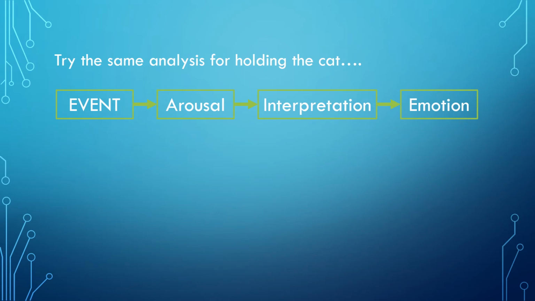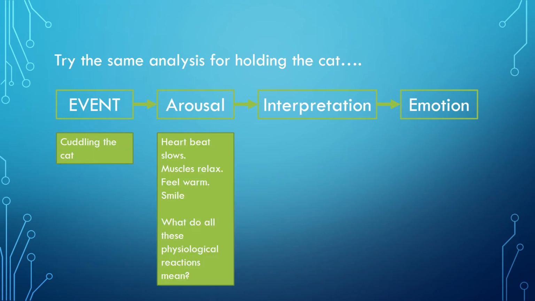So, cuddling your sweet little cat when you get home from school or work, that's the event. The arousal: your heartbeat slows, your muscles relax, you feel warm, and a smile happens. Now, what do all those physiological reactions mean? I'm not aroused. How do I feel? I feel love. Okay, we get the idea. Event, arousal, interpretation, emotion. You need to remember those 4 processes to be able to describe the theory.